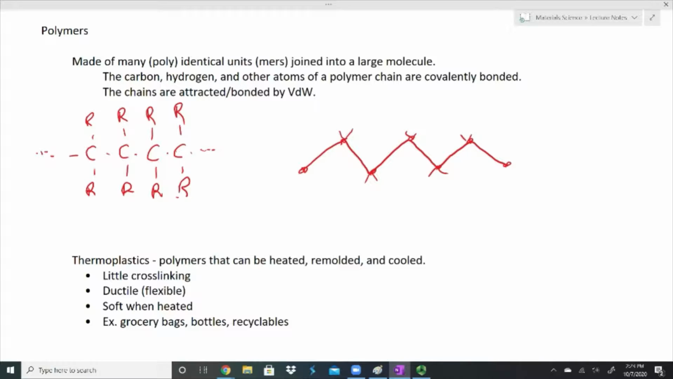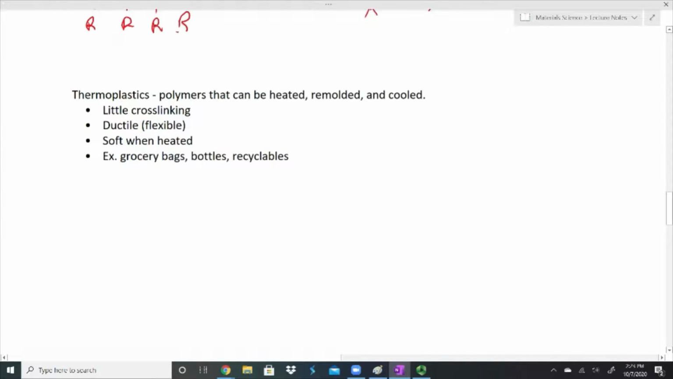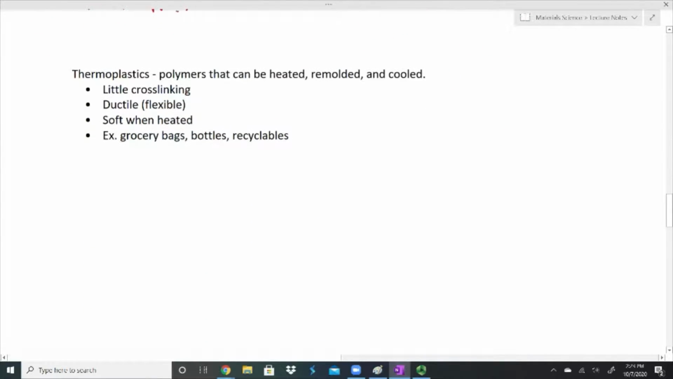So these are attracted together. We're going to go through a couple different ways to do that. Number 1, we have thermoplastics. Thermoplastics are polymers that can be heated, reheated, remolded, cooled multiple times. There's very little cross-linking, which we'll get to in just a second. Properties of this is they're ductile, they're flexible, and they get soft when heated.